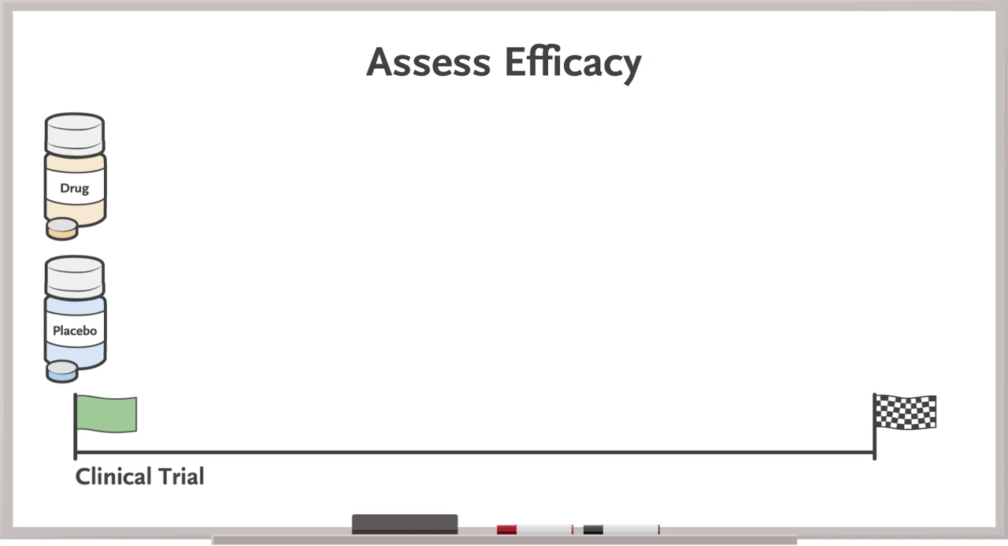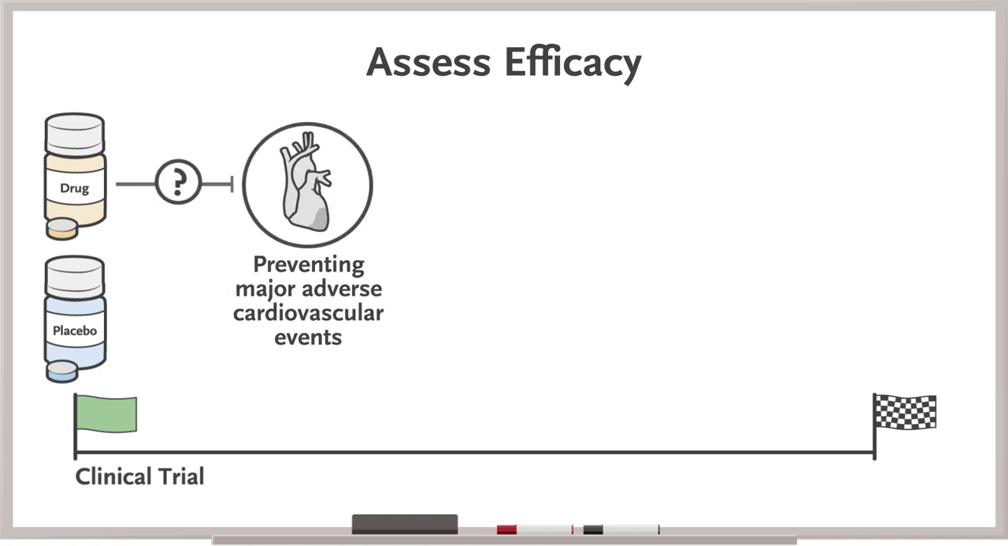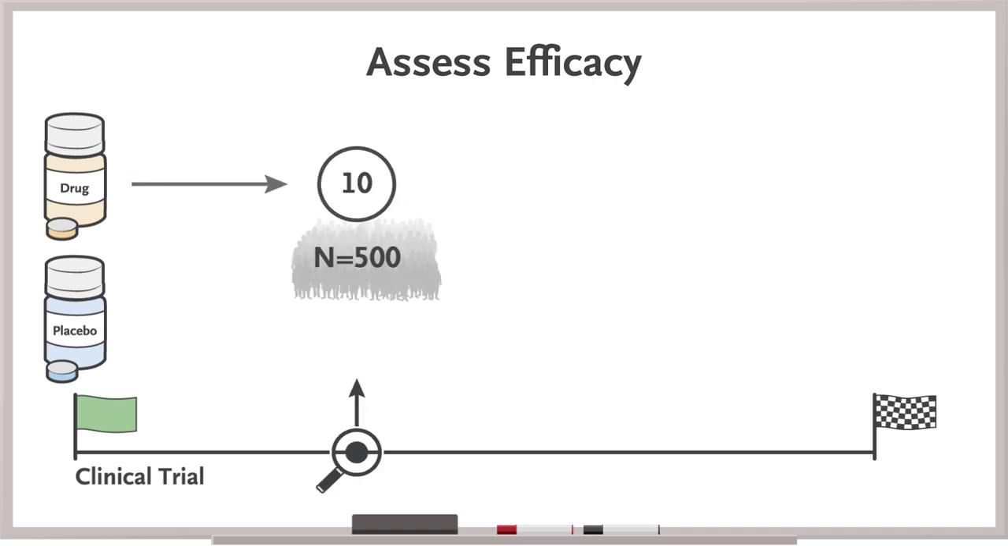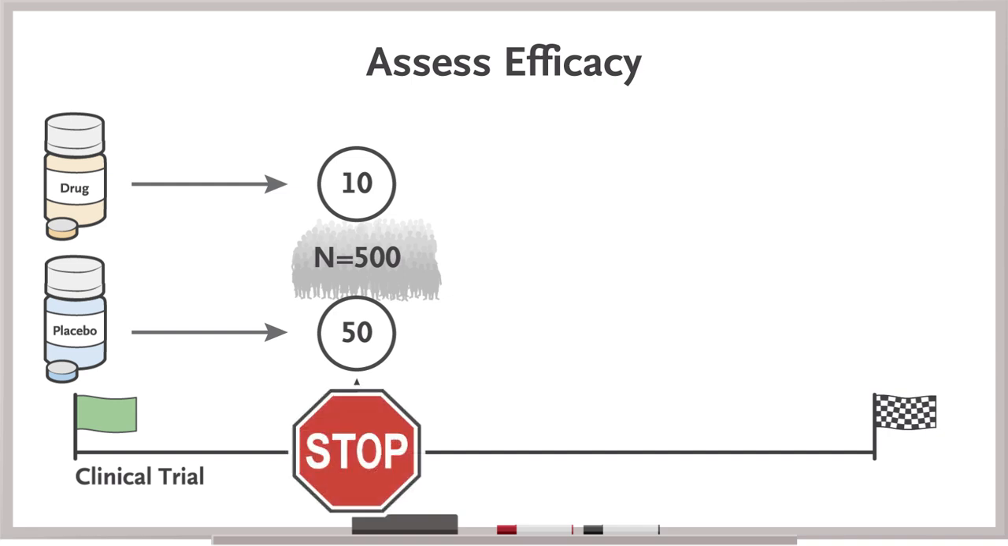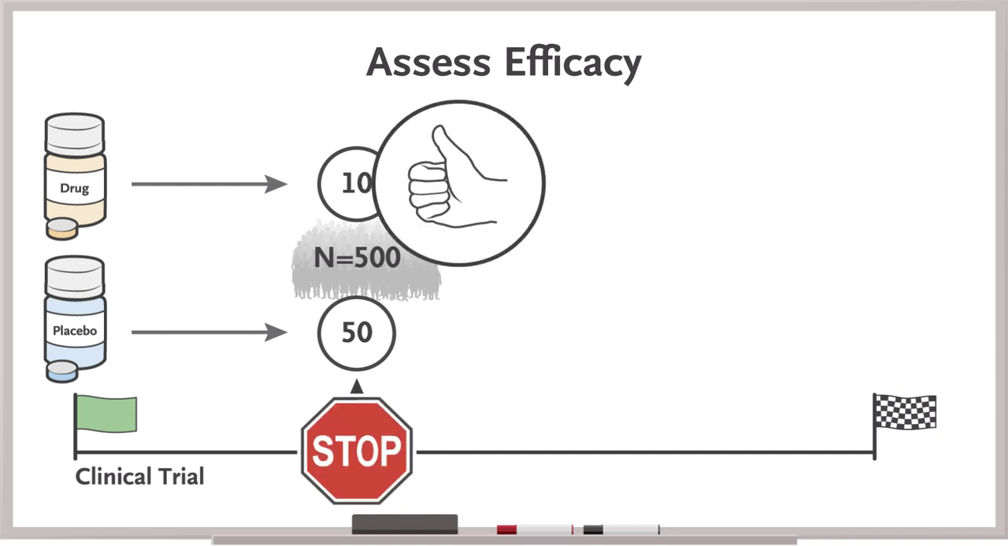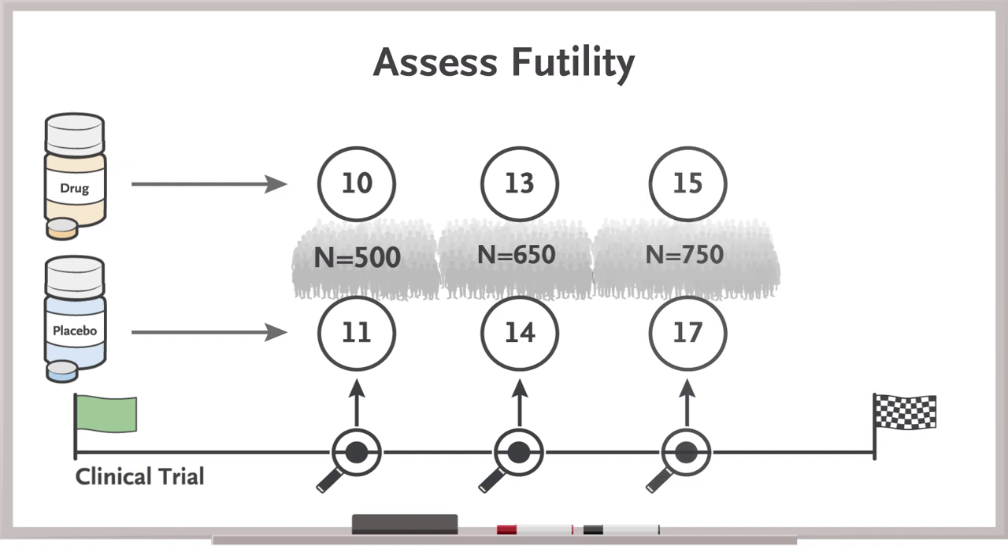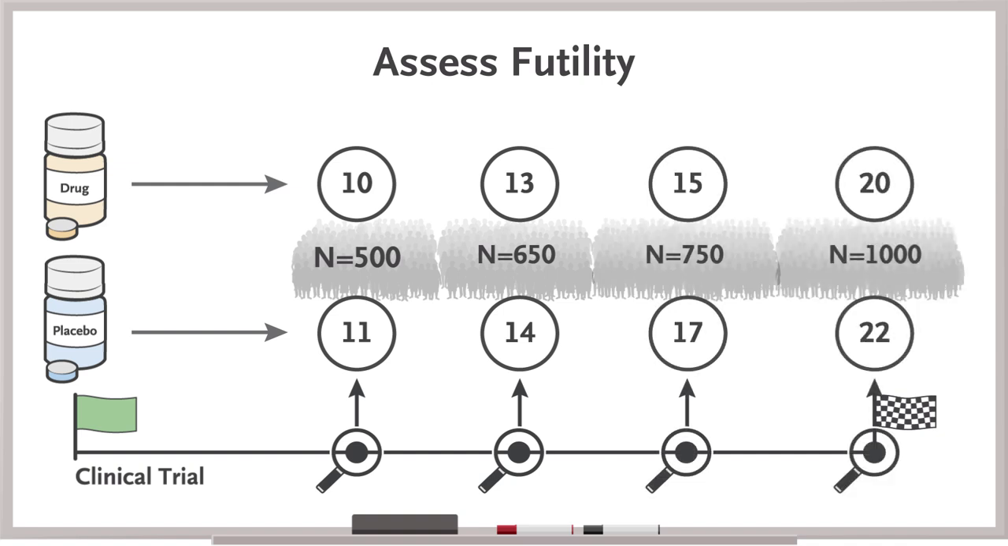Second, to assess efficacy. Is the treatment showing signs of preventing major adverse cardiovascular events? For instance, say after enrolling the first 500 patients in your trial, an interim analysis shows 10 major adverse cardiovascular events in the intervention group, compared with 50 in the placebo group. This seemingly massive difference prompts the DSMB to recommend early termination of the trial due to overwhelming efficacy. A similar analysis could be used to assess futility rather than efficacy. That is, whether continuing the trial is unlikely to demonstrate a treatment effect, no matter how many patients are enrolled.